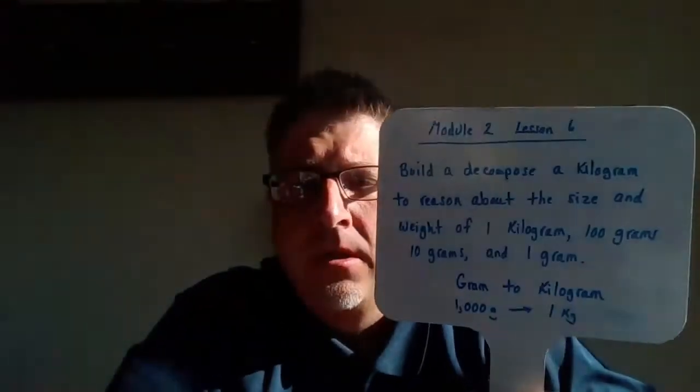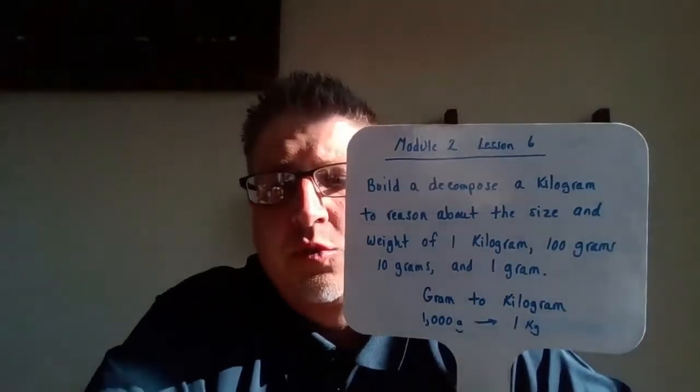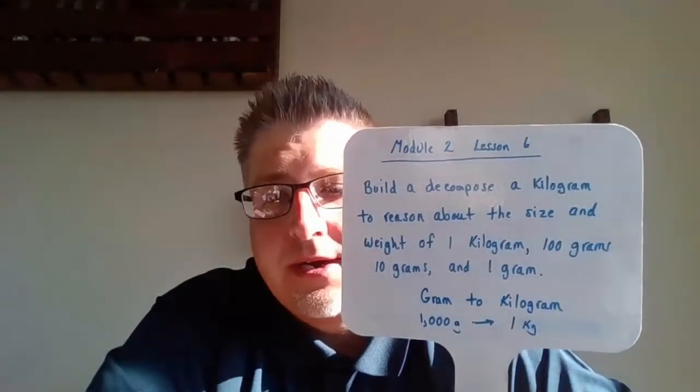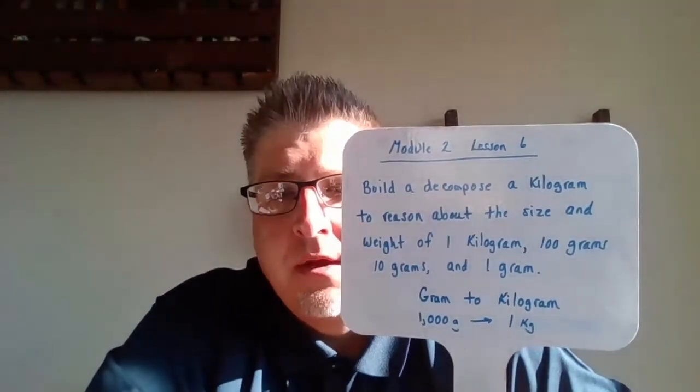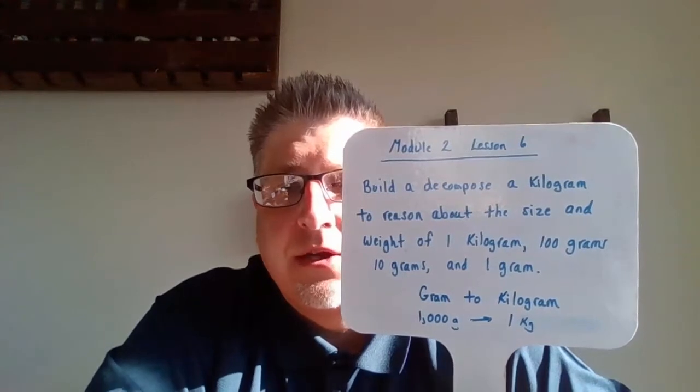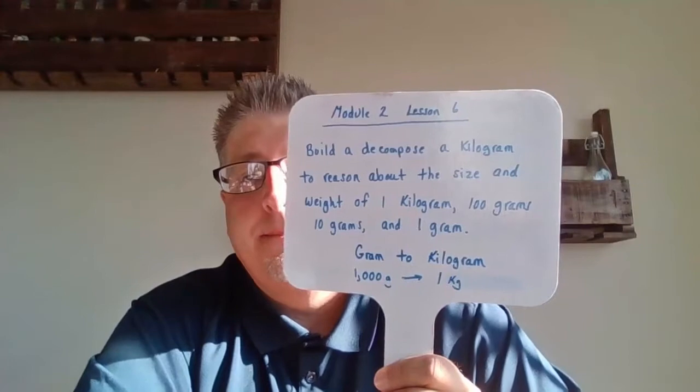Today we're looking at Module 2, Lesson 6. Here we go right here. So what we're going to do today is build and decompose a kilogram to reason about the size and weight of 1 kilogram, 100 grams, 10 grams, and 1 gram. And at the bottom here I have grams to kilograms. 1,000 grams equals 1 kilogram.